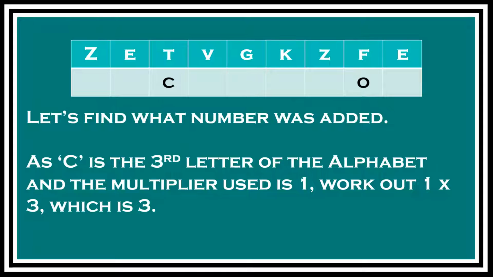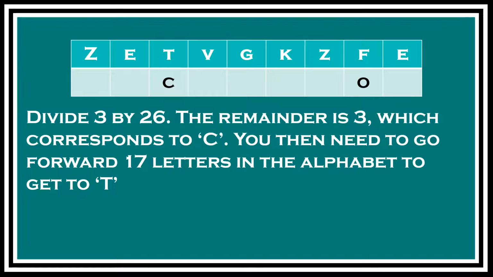So C is the third letter of the alphabet. We now know that the multiplier used is 1, so we need to work out 1 times 3, which is 3. Divide that by 26, the number of letters in the alphabet. The remainder is clearly 3, and that corresponds to the letter C. Now, you need to go forward 17 letters in the alphabet to get to T, which is the 20th letter of the alphabet. So therefore, the number that's added is 17, and therefore our Caesar shift is 17.